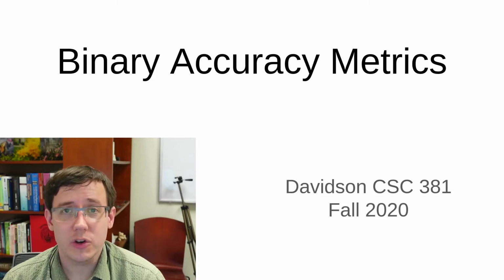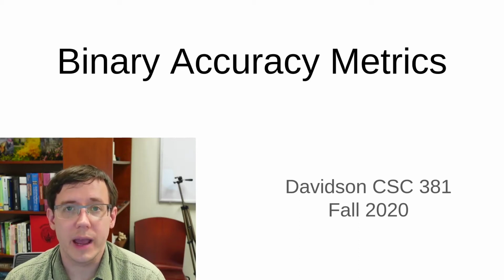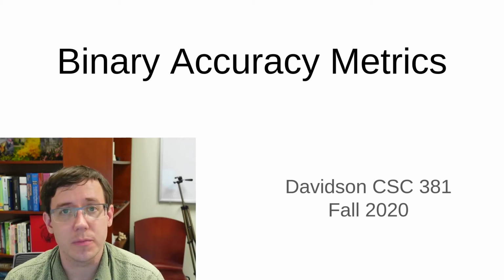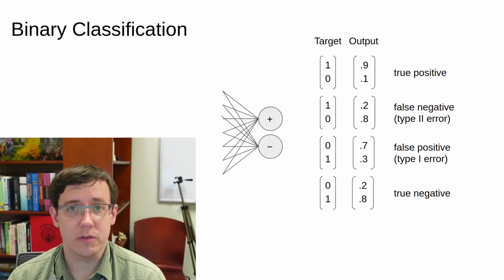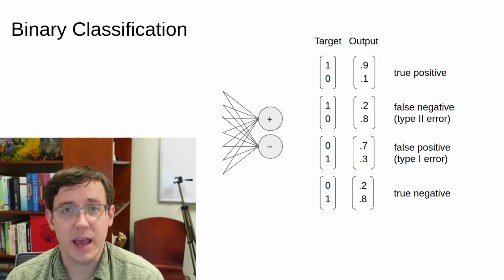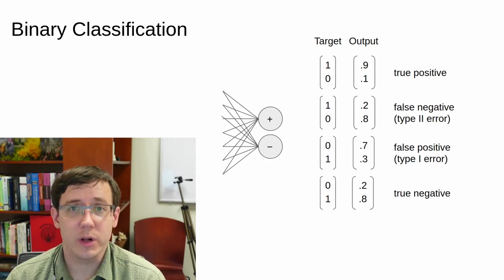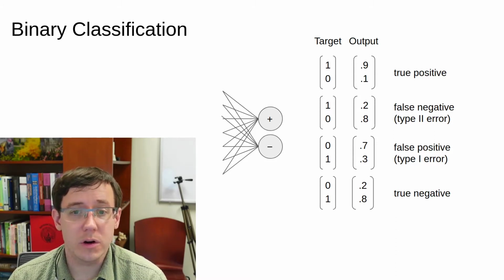This is a short lecture on some simple alternatives to categorical accuracy for measuring success in binary classification. In a binary classification task, if we are solving it with a neural network, we will typically have two output nodes. And so all of our target vectors will either be 1, 0 or 0, 1.